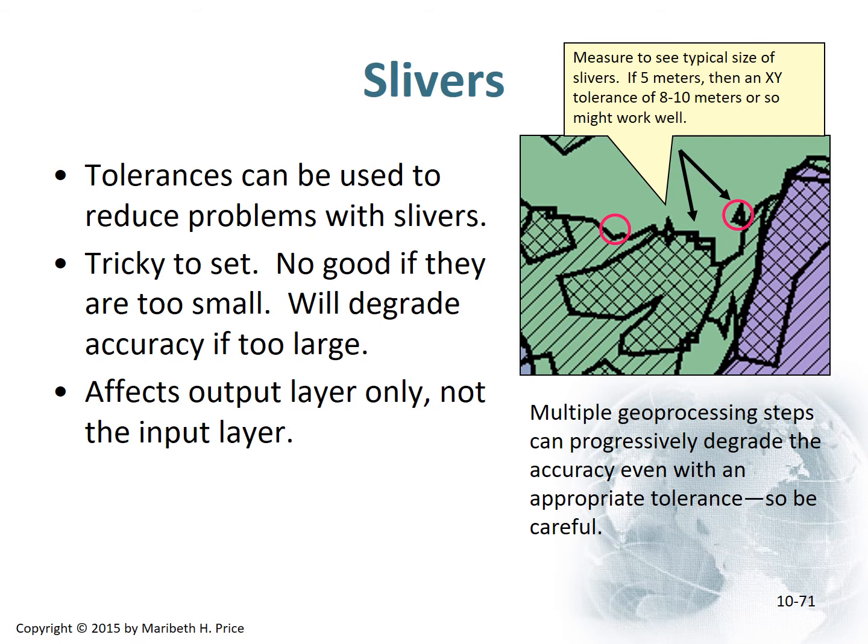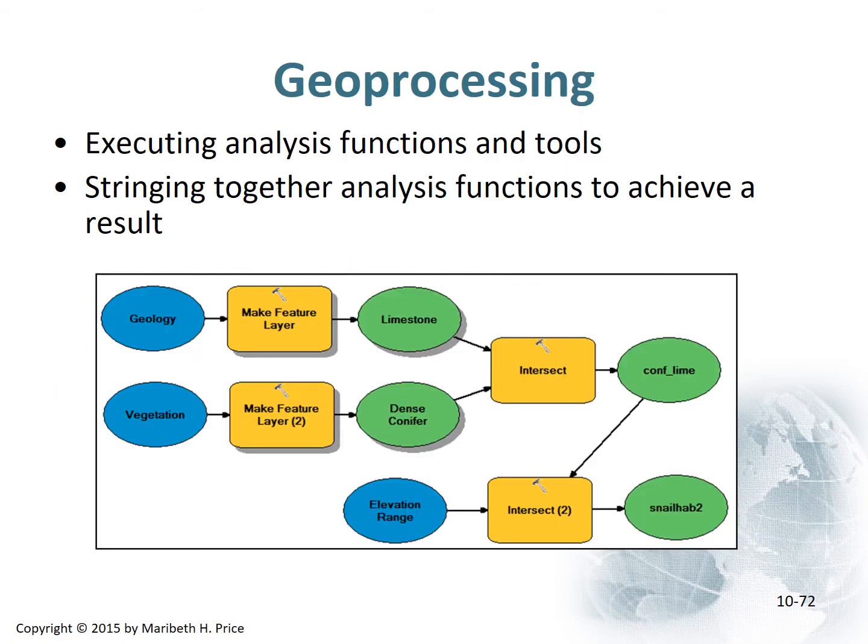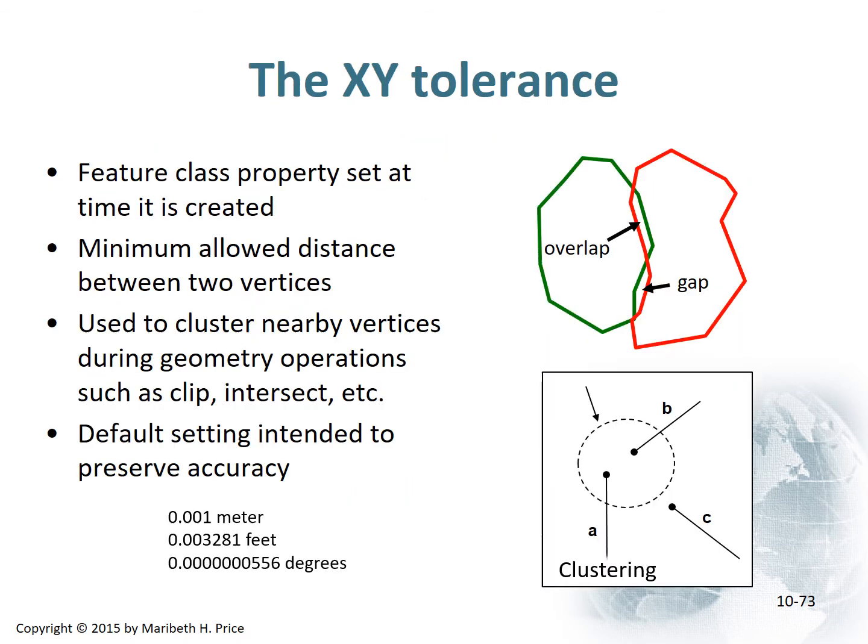You can adjust your tolerances to help deal with it, but that's tricky because if you set your tolerances too far in one direction, it doesn't take them out. And if you take it too far the other way, it can impact your accuracy. Geoprocessing is basically executing analysis functions and tools, stringing together analysis functions to achieve a result.